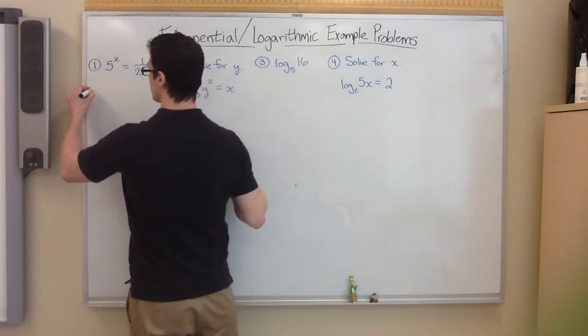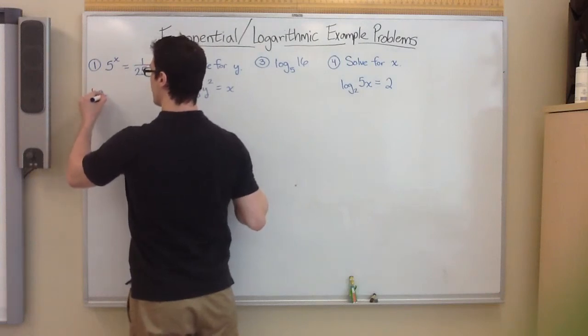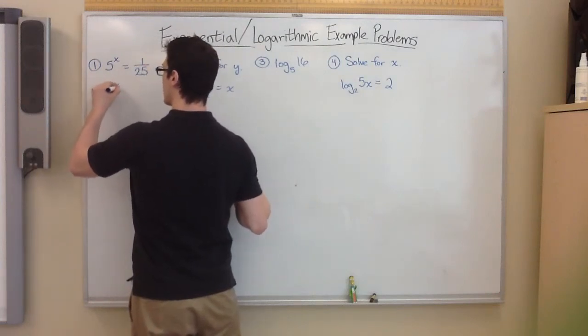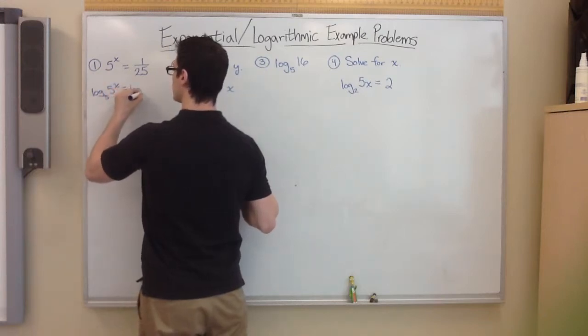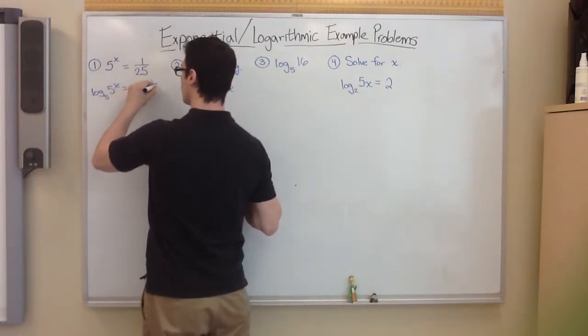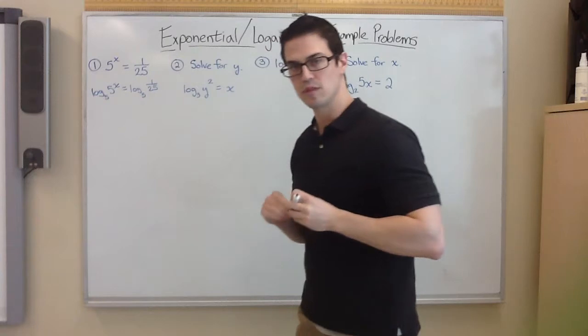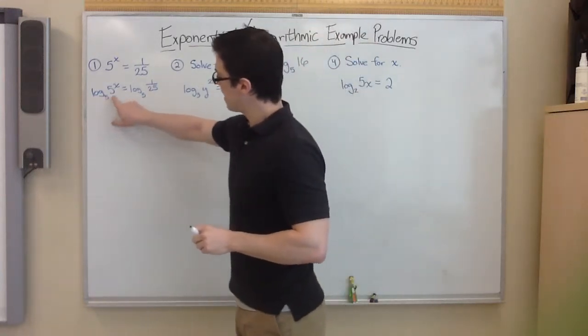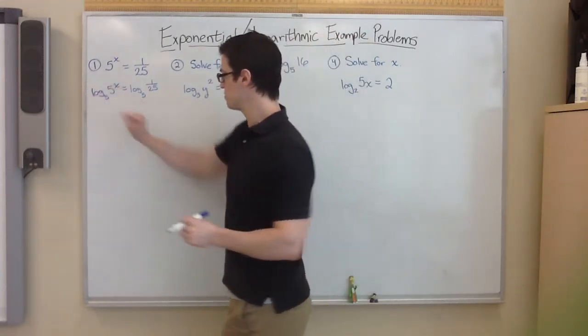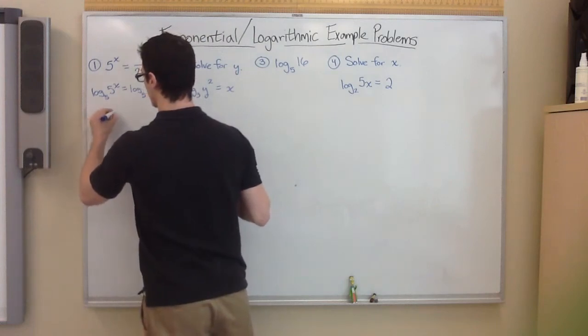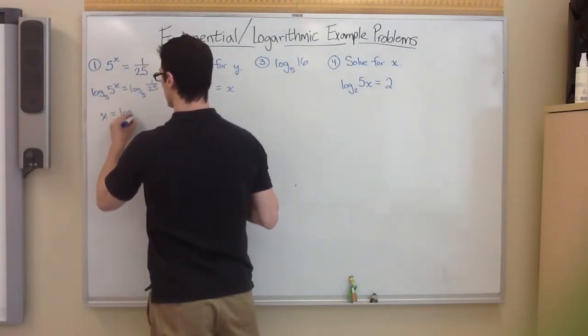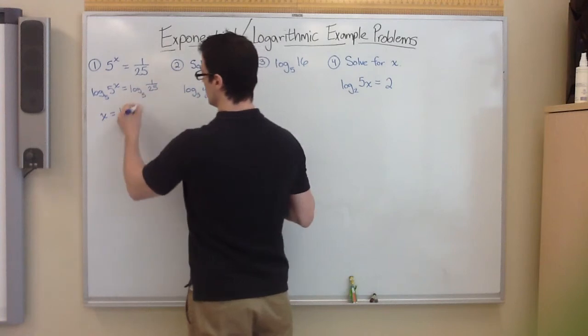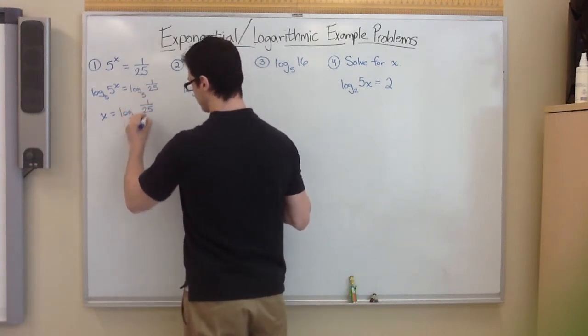So I want to get rid of that 5, so I'm going to do log base 5 of 5 to the x equals log base 5 of 1 over 25. Okay? Now this log base 5 and this base 5 right here cancel, so you end up with x equals log base 5 of 1 over 25.